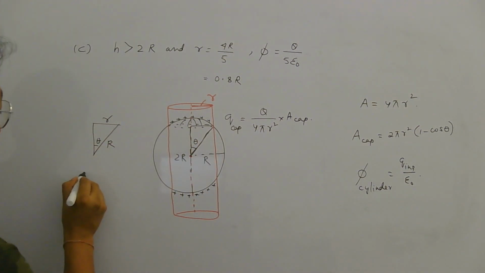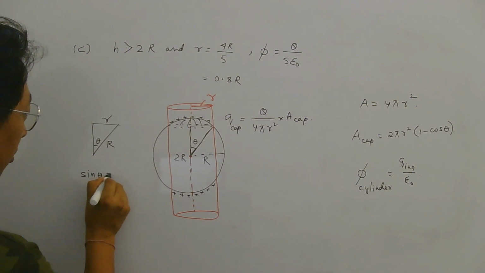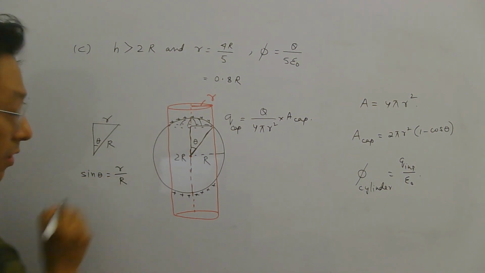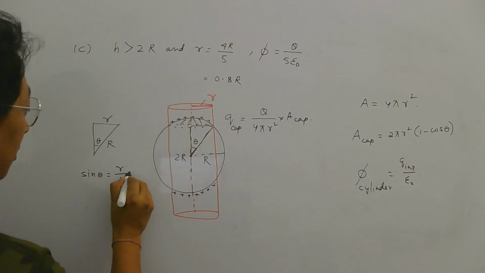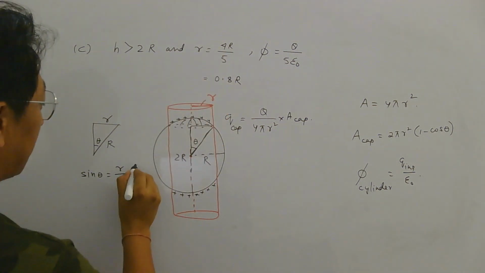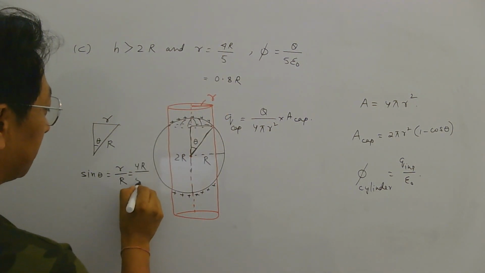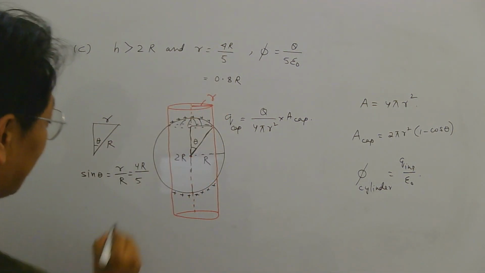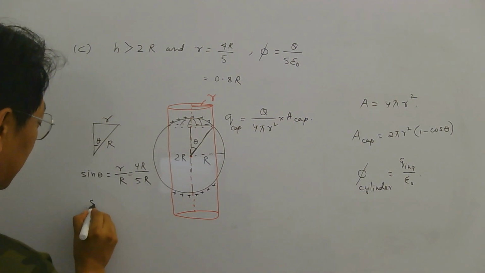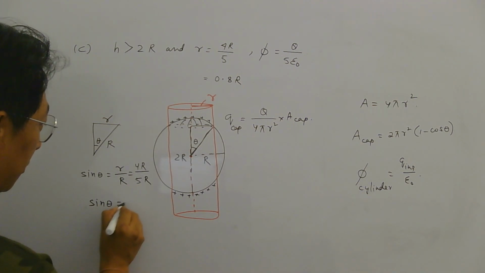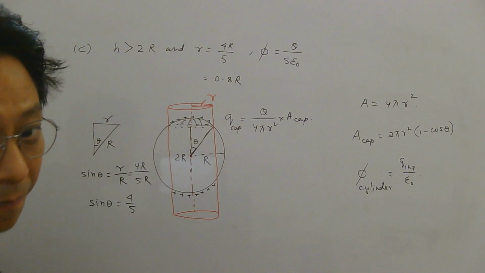So from here, sine theta will be what? Opposite by hypotenuse. And what is small r they told? 4R by 5 in this question. So this is divided by R. So sine theta is 4 by 5.